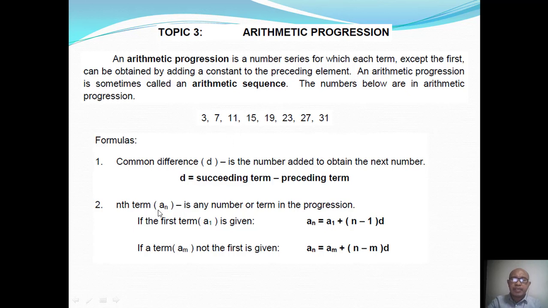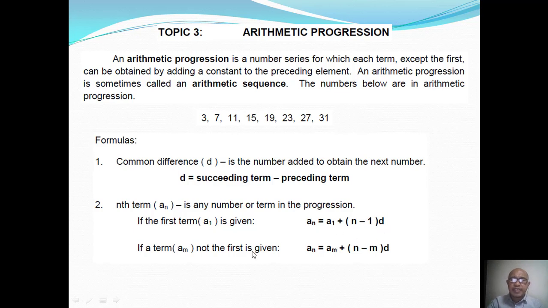a sub n is any nth term, and this is any number or term in the progression. So if the first term a sub 1 is given, the nth term a sub n equals a sub 1 plus n minus 1 times d.